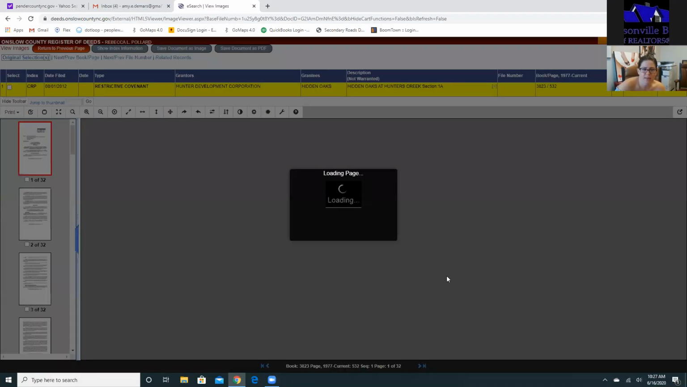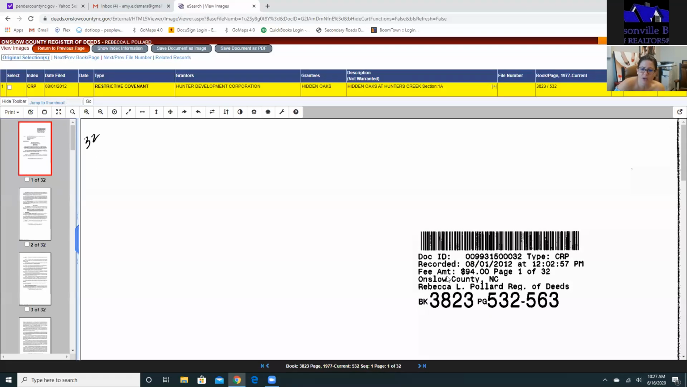When you see that one of the houses that you're selling, or that your buyer is looking at, has restrictive covenants, it is your job. These are material facts. The Real Estate Commission has made it very clear that these are material facts now.